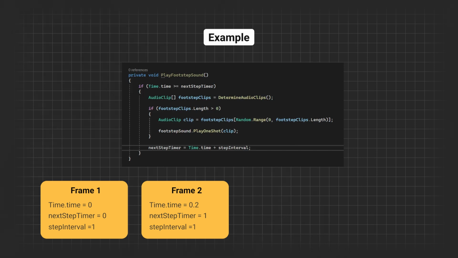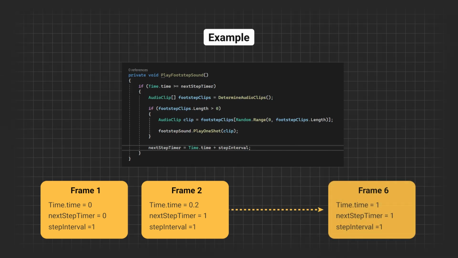Assuming a fixed frame rate, after approximately 5 frames, time.time will reach 1. At this point, the condition will be met again, playing the clip and updating next step time to the current time.time plus the interval, making it 2 seconds. This ensures the sound plays at the correct intervals.